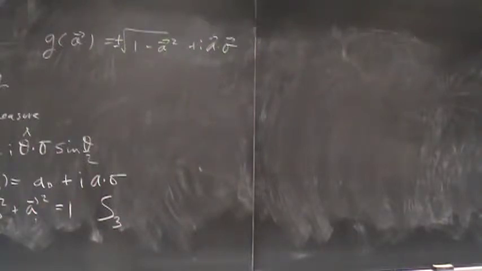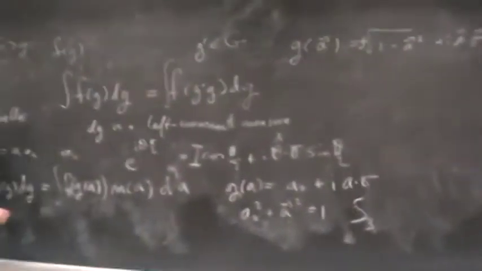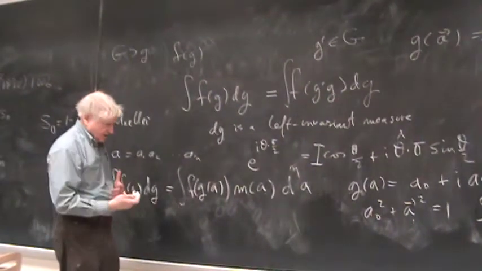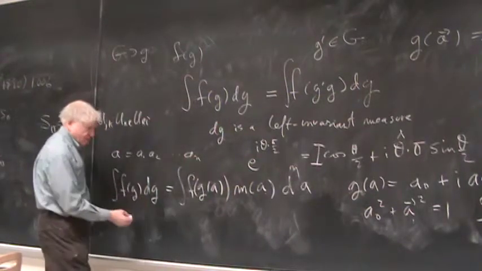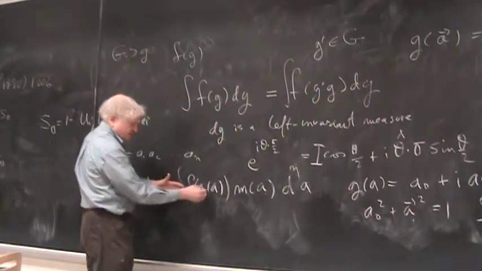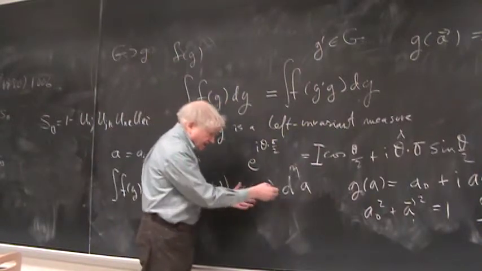The left invariant measure means that when you integrate over the group, it's the same whether you have a G prime here or not, no matter what G prime is. So we're going to say that the parameters of the group are the A's, and the integral over the group is then the measure F of G labeled by A, M of A, d^n A.